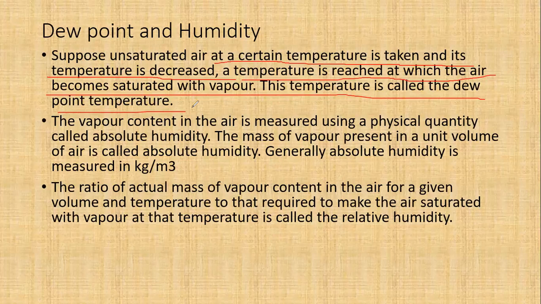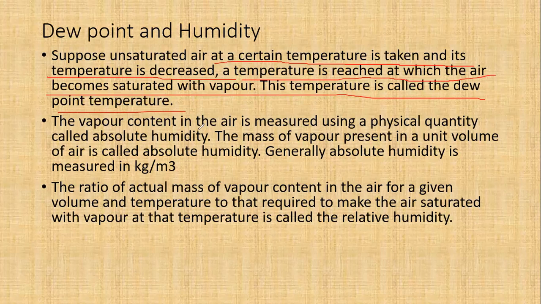Temperature is reached at which the air becomes saturated with vapor. This temperature is called dew point. Its temperature decreases because after the rainy season, or you can say summer, the temperature started decreasing. When the temperature decreases, it reaches the point at which the air becomes saturated with vapor. So it is called the dew point of the temperature.